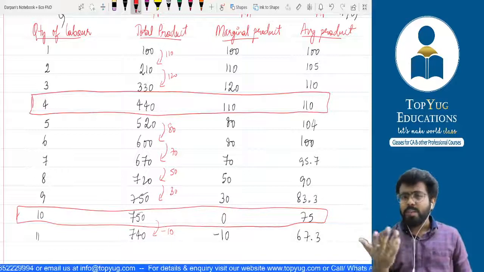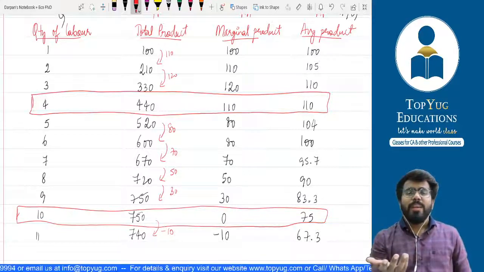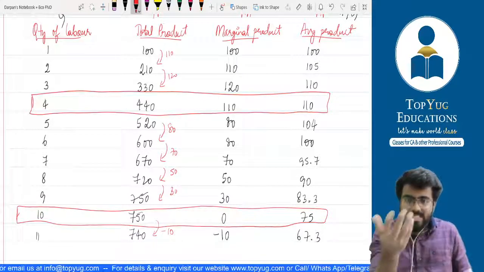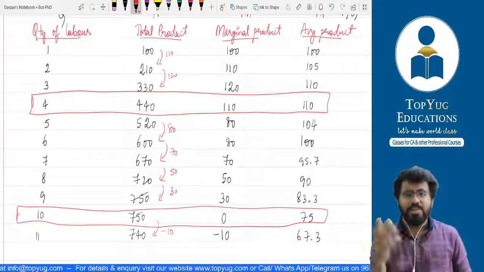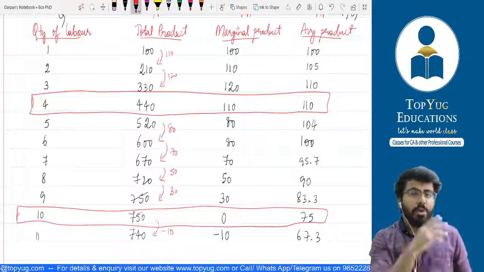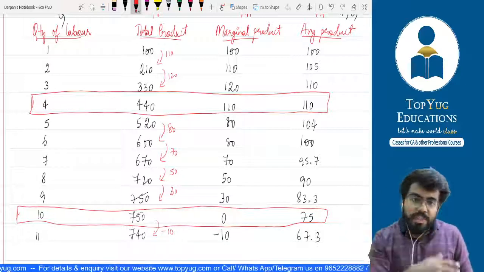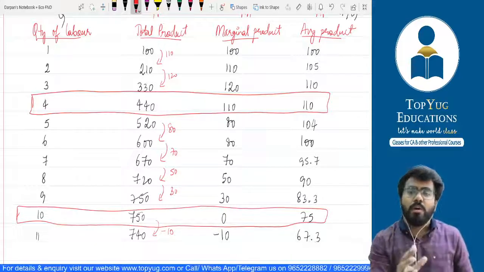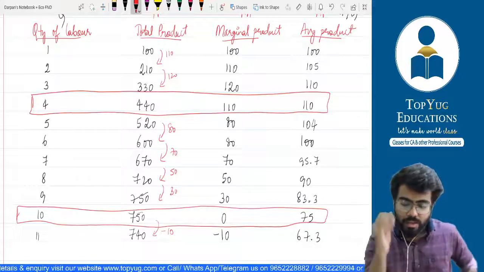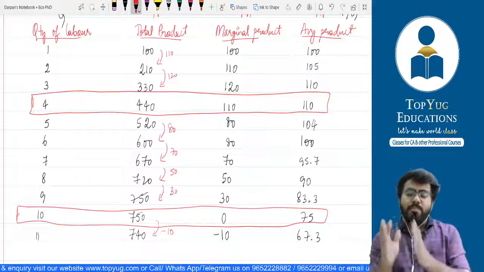Can total product be negative? Obviously no. Total product is the products that you're producing. Can products which you're producing be in negative number? No. So total product can never be negative. Average product can also never be negative. Only marginal product can be negative. Okay? So these are about TP, AP and MP.